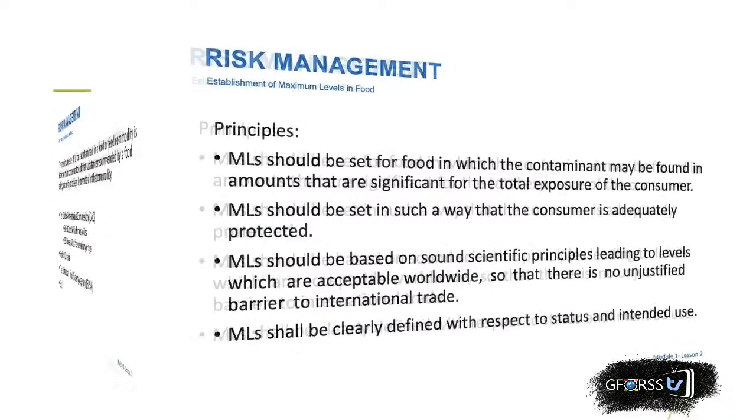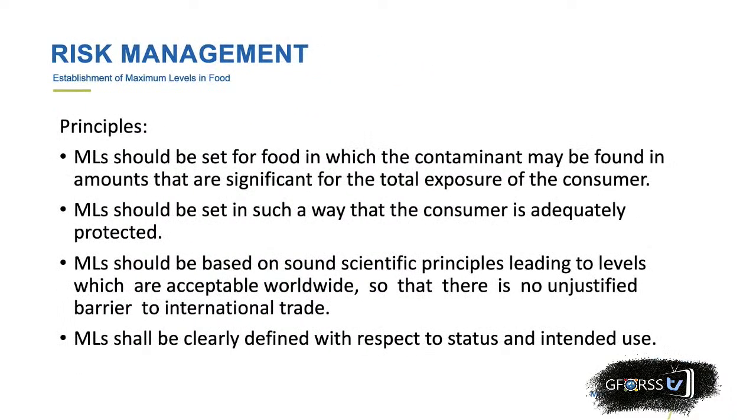Maximum levels are in fact established in an effort to reduce exposure to a particular contaminant, and exposure is affected by the concentration of the chemical in food and the amount of the food that is consumed. Therefore, both the concentration and the amount of the food that is normally consumed must be considered when we develop a maximum level. As a result, a maximum level for a particular chemical may be different depending on the food for which it ought to apply.